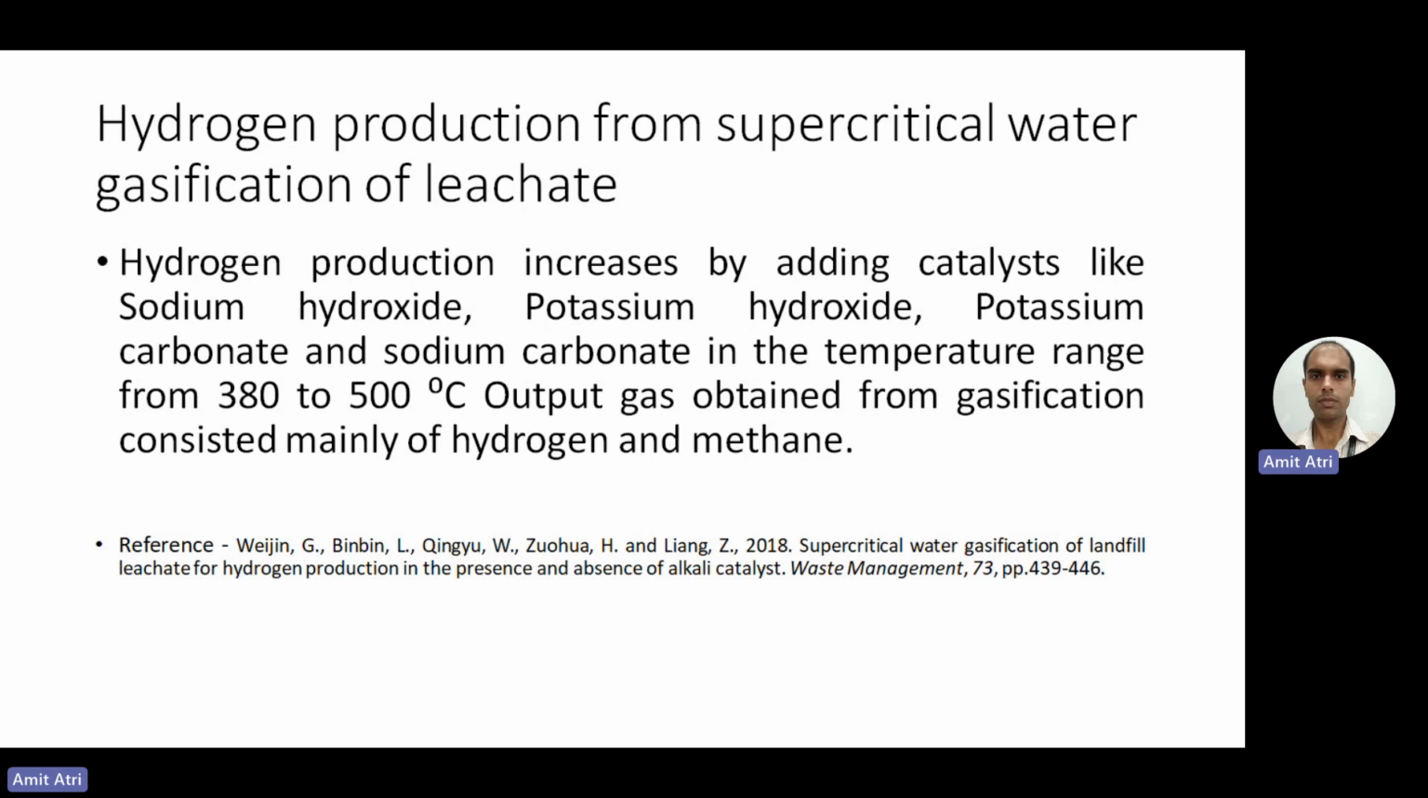Gasification takes place at high temperature, ranging from 380 degrees Celsius to 500 degrees Celsius. The output gas obtained mainly consists of hydrogen and methane. To increase the hydrogen production, catalysts like sodium hydroxide, potassium hydroxide, potassium carbonate, and sodium carbonate can be added. So we shall stop here.